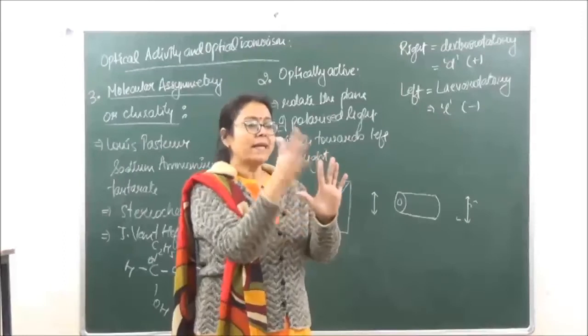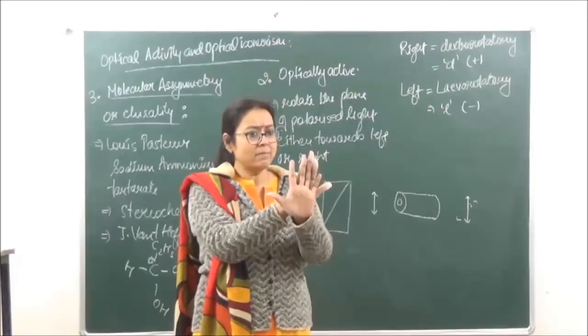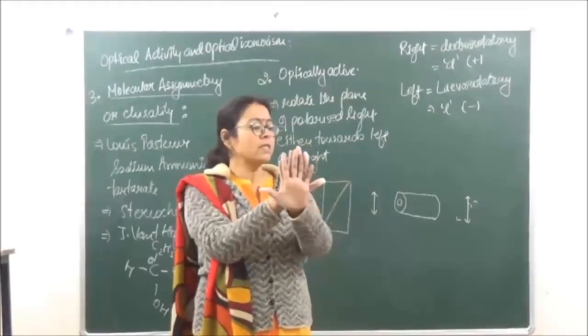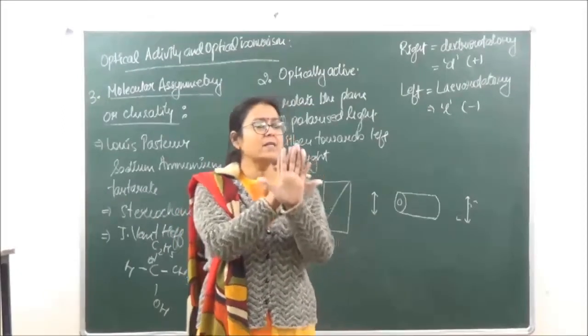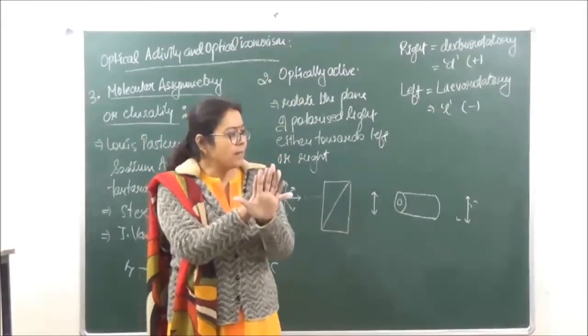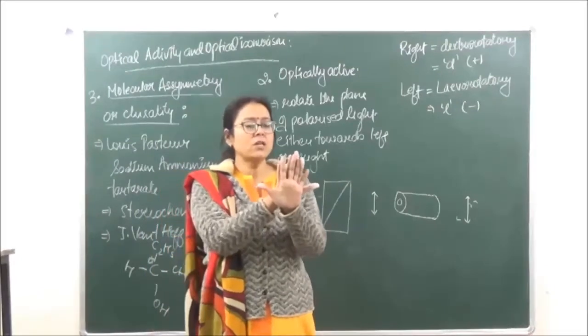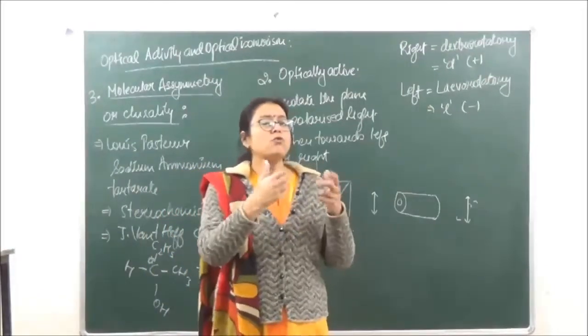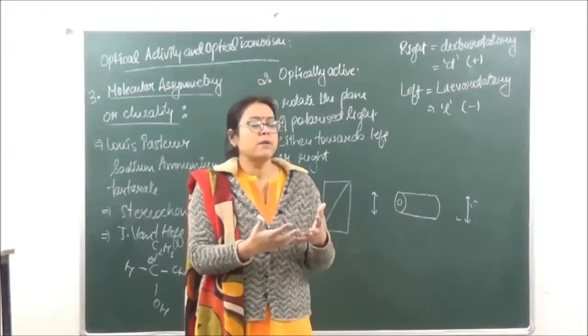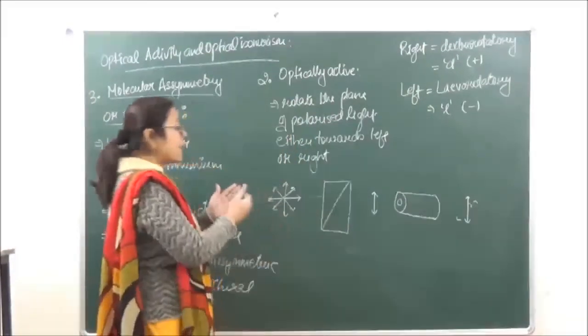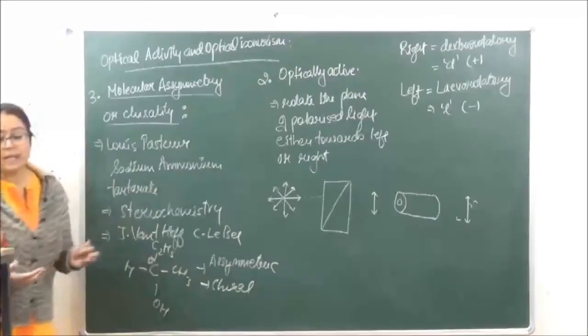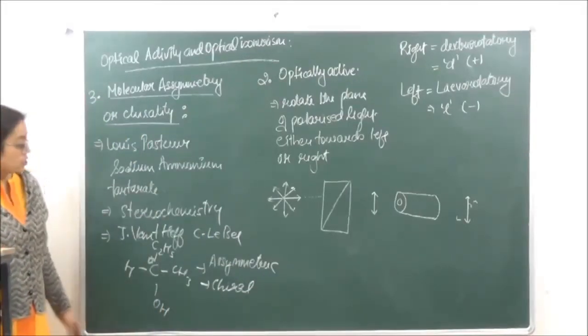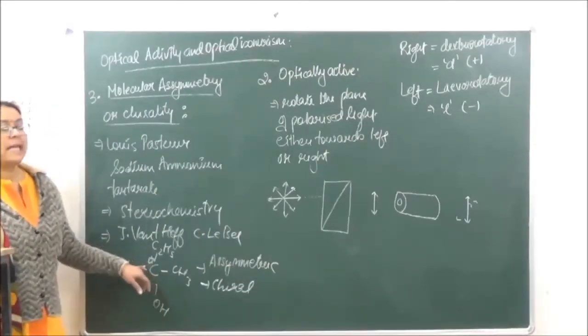So both the planes have to come on the same side. When you superimpose this, you can see that the thumb is not coming on the thumb, and the fingers are not superimposing on the fingers. So this property of a hand to form a non-superimposable mirror image was known as handedness, or in Greek, chirality.